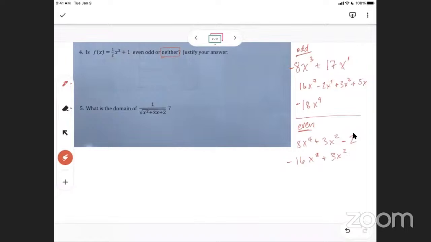And the reason for that, I'll tell you the reasoning behind it, because they're asking you to justify your answer. An odd function satisfies this: f of -x equals negative f of x. You've probably seen that before. So how would you justify it? Well, you would find out what f of negative x is, which is 1/2 times negative x cubed plus 1, which equals... what happens to this negative when you cube it? What happens to a negative when you multiply it by itself 3 times?